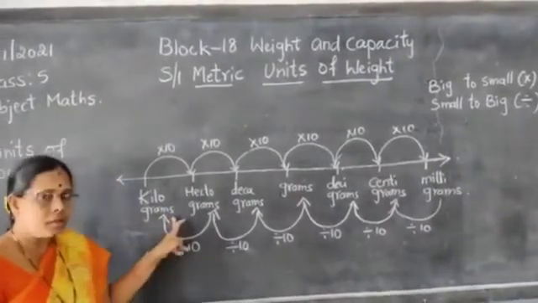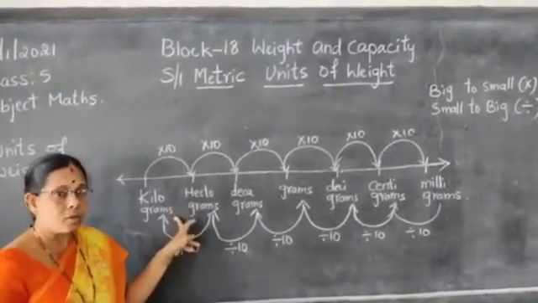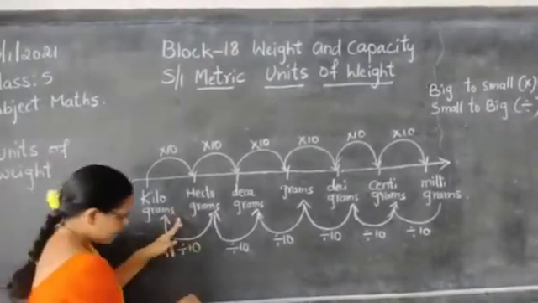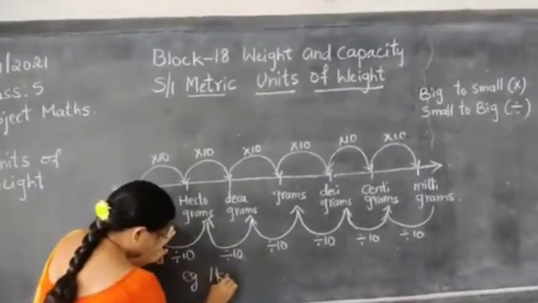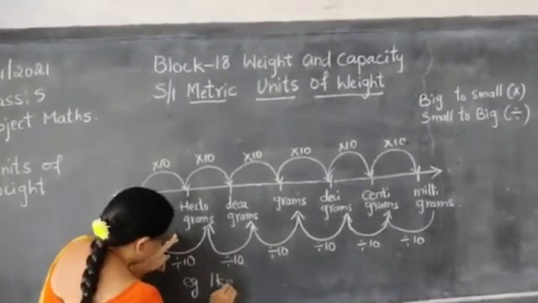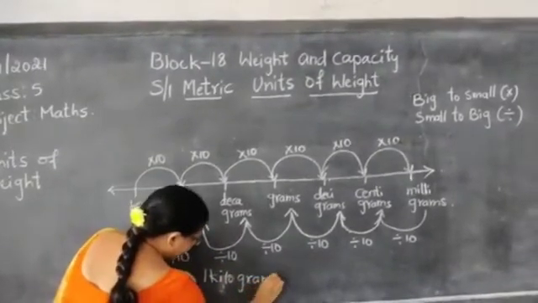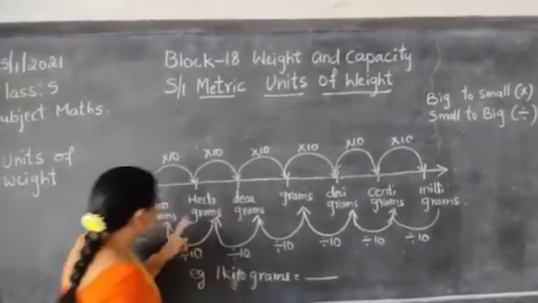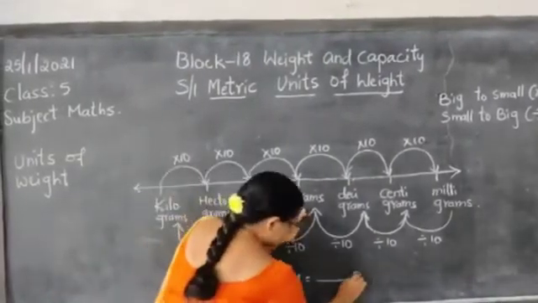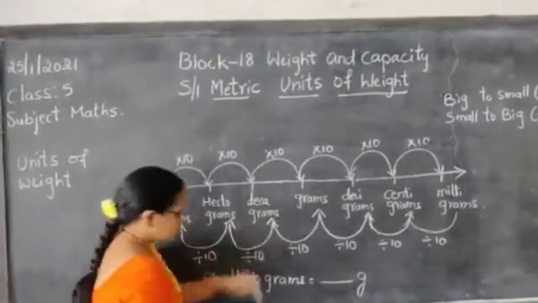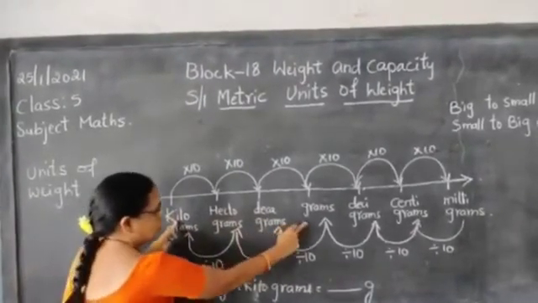As you know children, kilo means 1000. So, for example, 1 kilogram is equal to how many grams? 1 kilogram is equal to 1000 grams. How, children? See, 1 kilogram is 1000 grams.